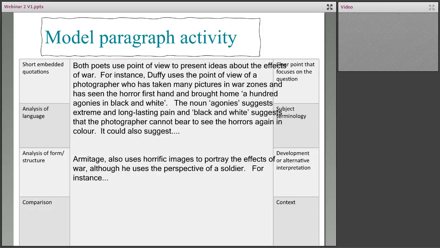And there's another one here, which is a poetry one. And this, I appreciate, is a poem that isn't in our anthology. This was an unseen one. This was Duffy's war photographer poem, which I think is on the AQA anthology, not on ours, but it's just to give you an idea of how you can use it. And I usually get them, on this one, to finish the first paragraph and to write the next one using the first part that I've done as a model. So that has gone down exceptionally well.